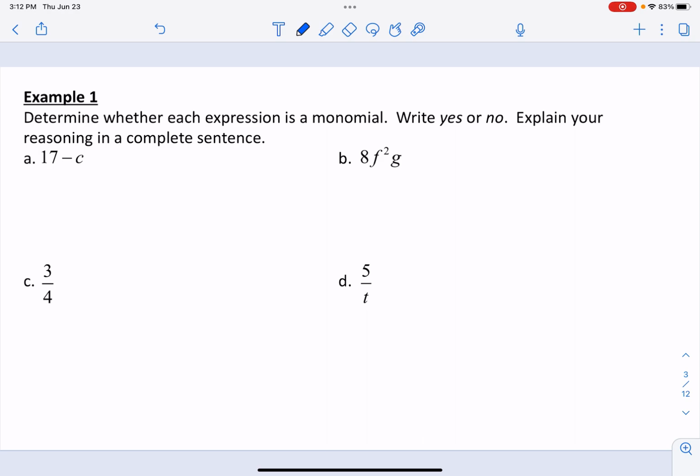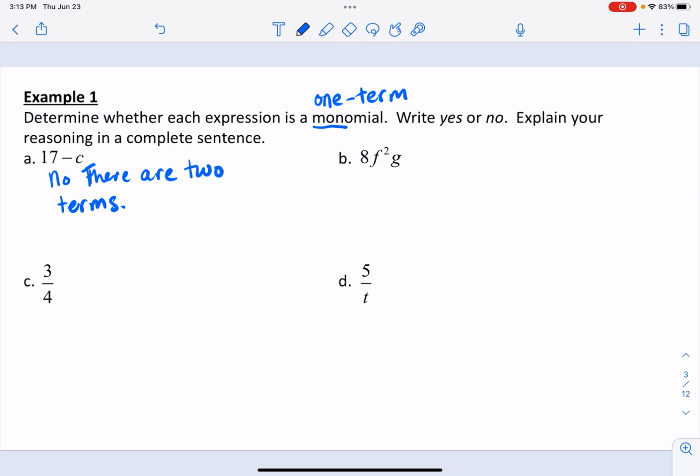So in this first example, we need to determine whether each expression is a monomial. Write yes or no. Explain your reasoning in a complete sentence. Mono means one, so this really means one term. Looking at this, I have 17 minus c. This is a no. There are two terms. Full sentence, capitalize your sentence.